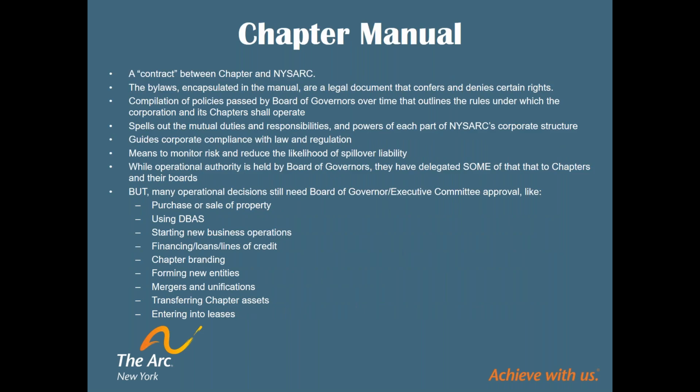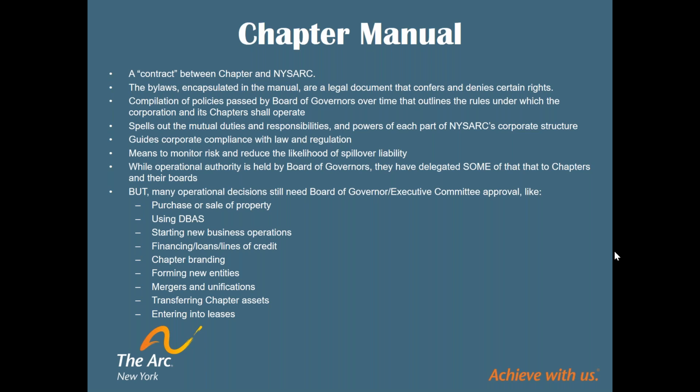So the chapter manual itself, again, these are our bylaws. They are a legal document that really is a contract that chapters, as being a part of this organization, agree to adhere to. As I've said several times, it delegates certain rights down to the chapters, but retains certain rights to the board of governor. And really is a compilation that's taken shape over the years that this organization has been in place. Ultimately, its role is to be protective.